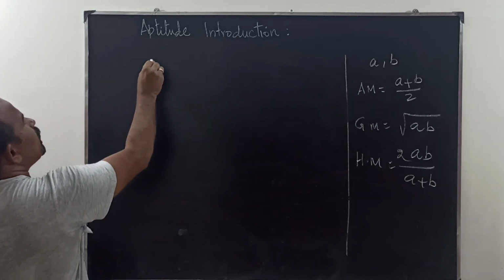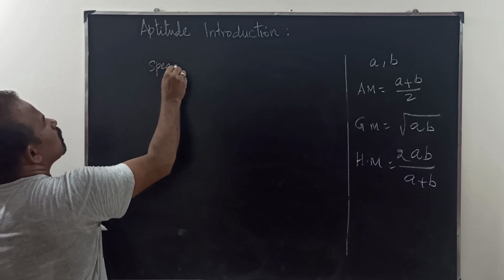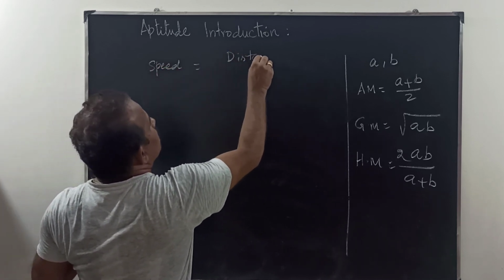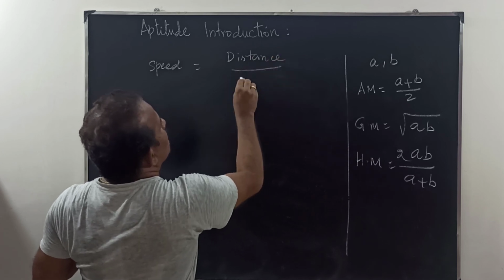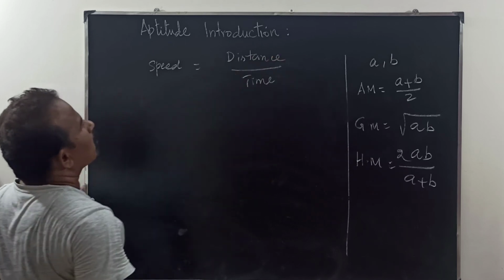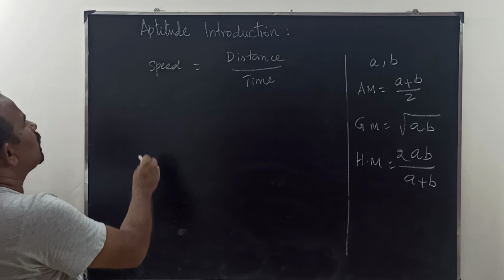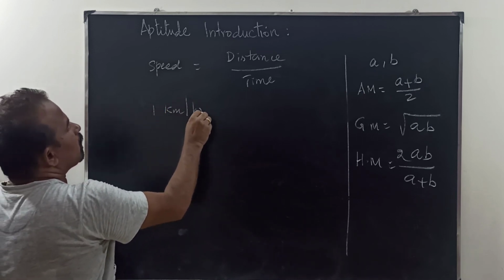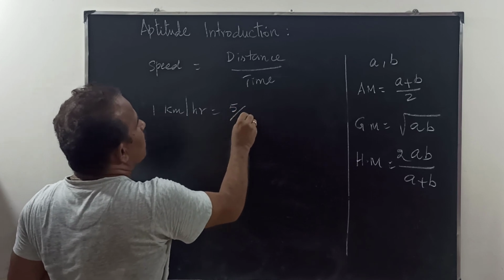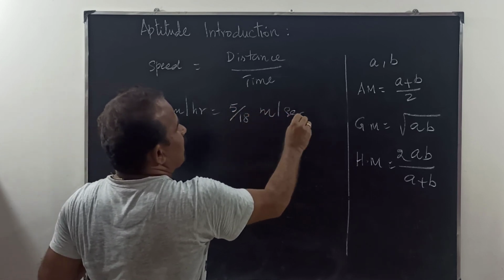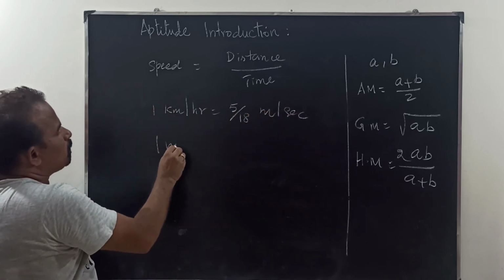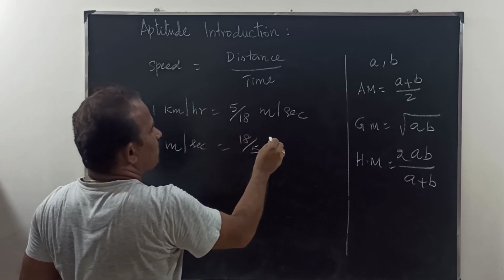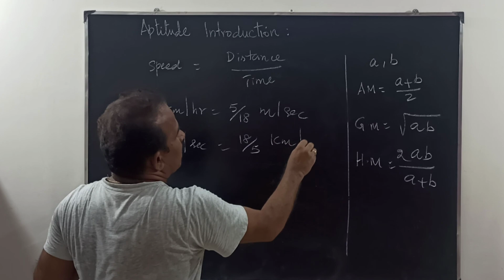Then what is speed? Speed is equal to distance by time. Okay. So 1 kilometer per hour is equal to 5 by 18 meter per second. 1 meter per second is equal to 18 by 5 kilometer per hour.